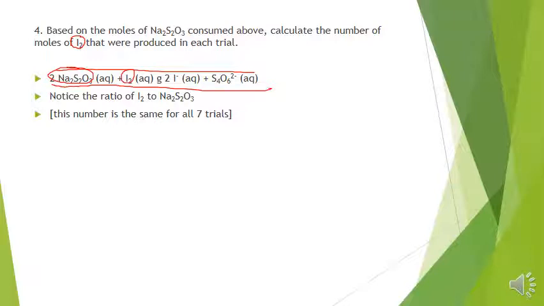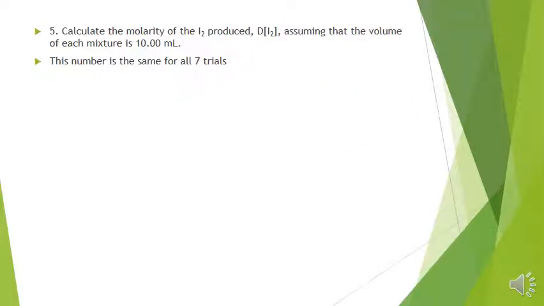So in the previous slide, let's say you had 0.0004 moles of the Na2S2O3. The amount of I2 is going to be half of that. So that's it for number 4.